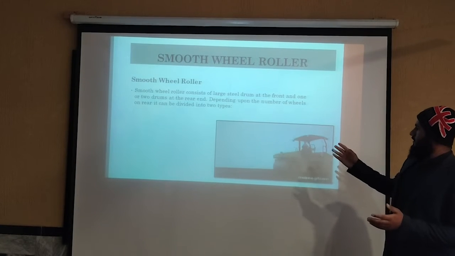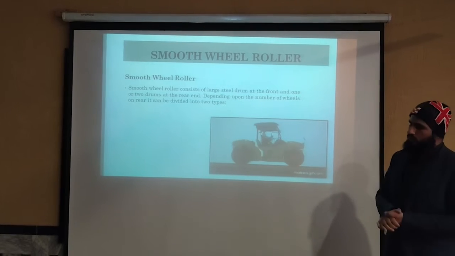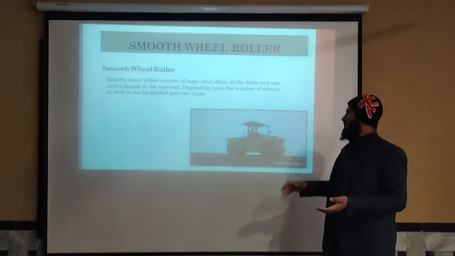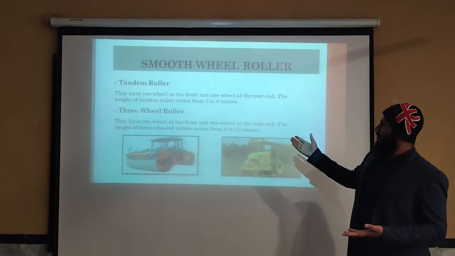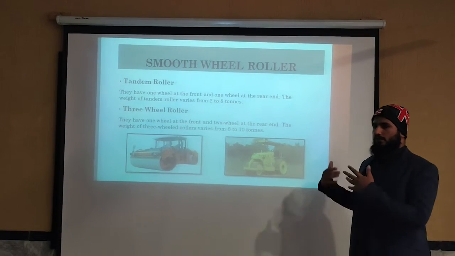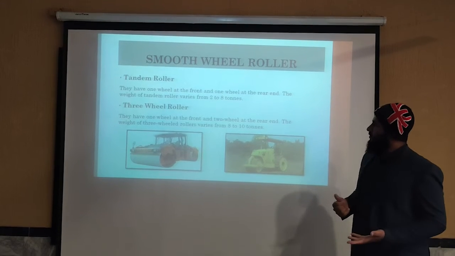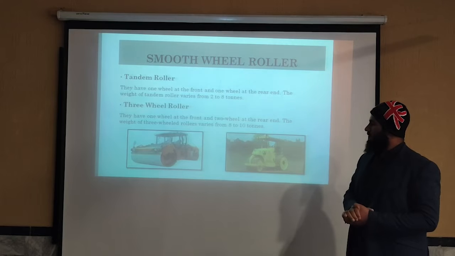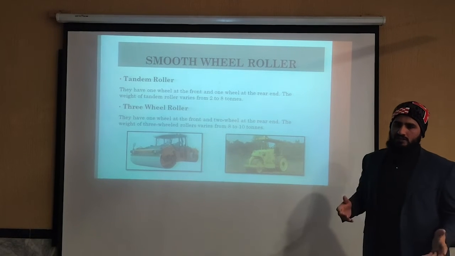It can be categorized into 2 types depending on the number of wheels. One is the tandem roller. It has 1 wheel at the front and 1 wheel at the rear portion, and its weight varies from 2 to 8 tons.